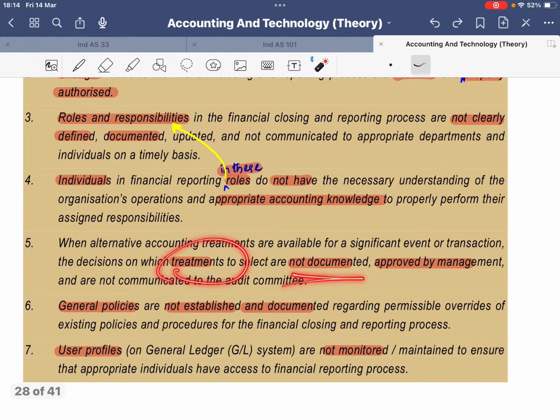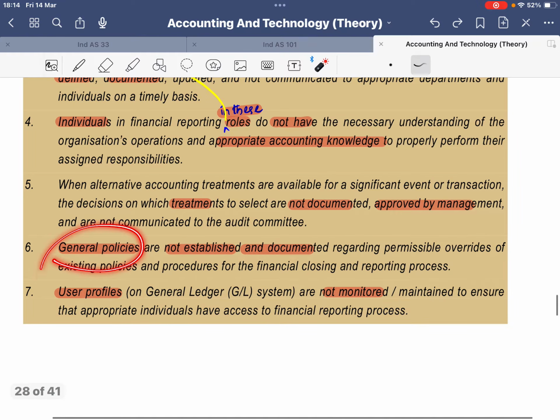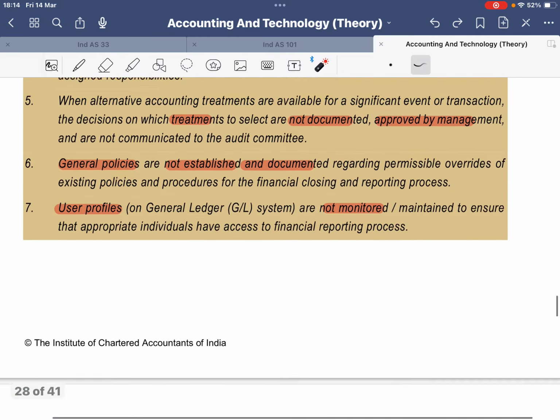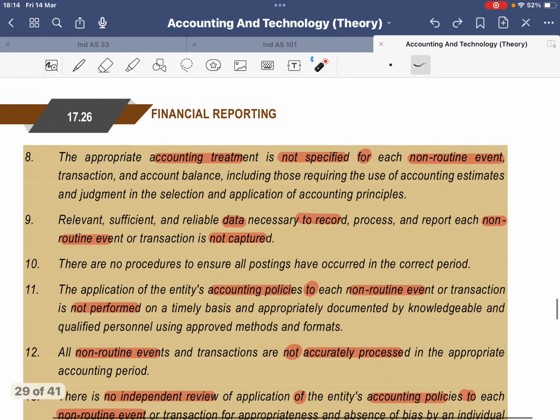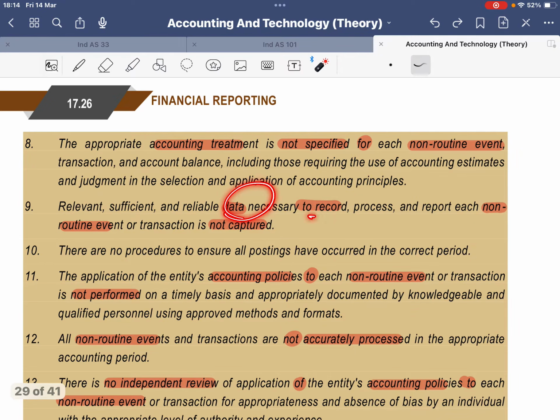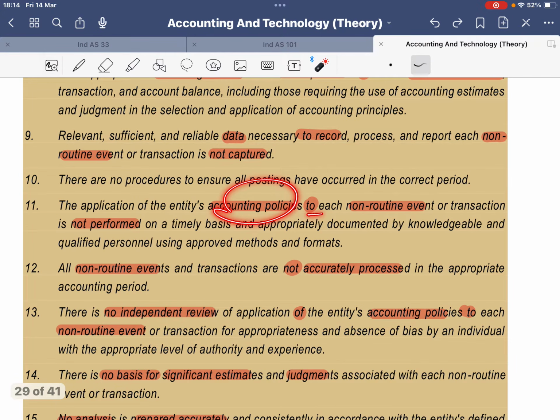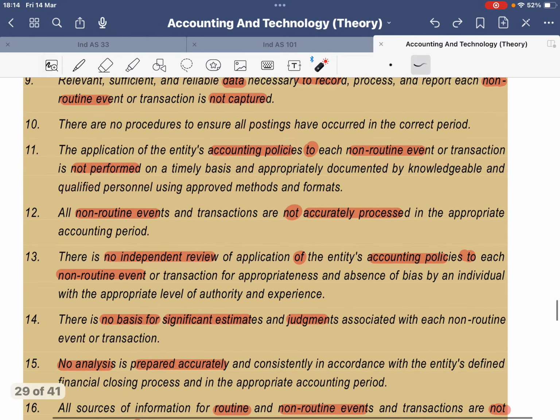Treatments not documented or approved by management. General policies not established and documented. User profiles not monitored. Accounting treatment is not specified for non-routine events. Data to record non-routine events is not captured. Accounting policies for non-routine events are not applied.